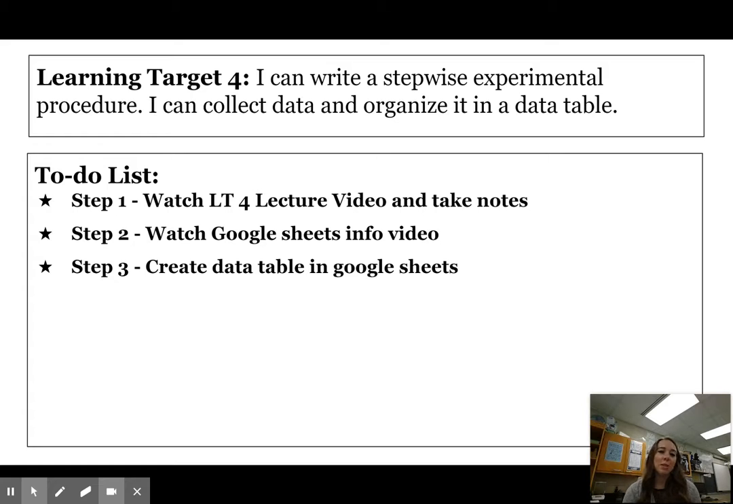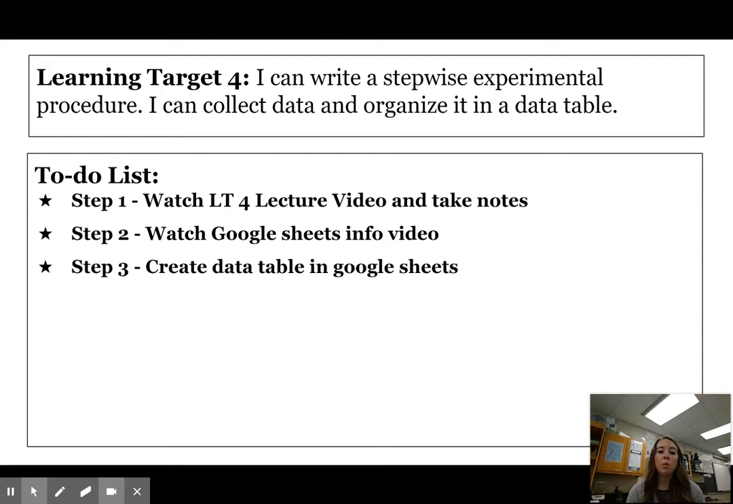Today we're going to be working towards learning target 4. I can write a stepwise experimental procedure and I can collect data and organize it in a data table. So your to-do list for today is to start out with watching this video. And again, make sure that you're keeping up with taking the notes and the daily review problems.